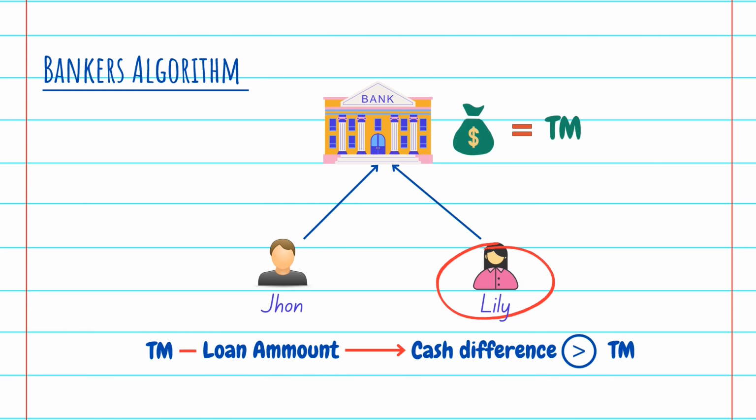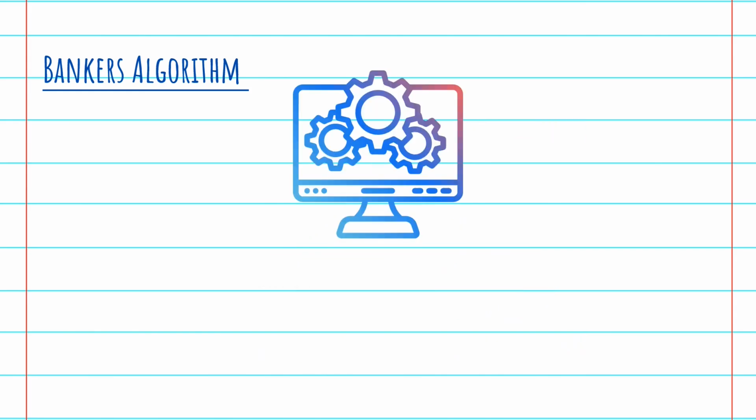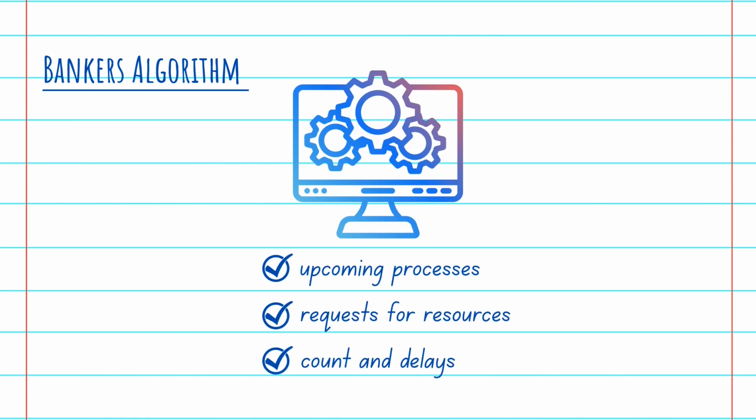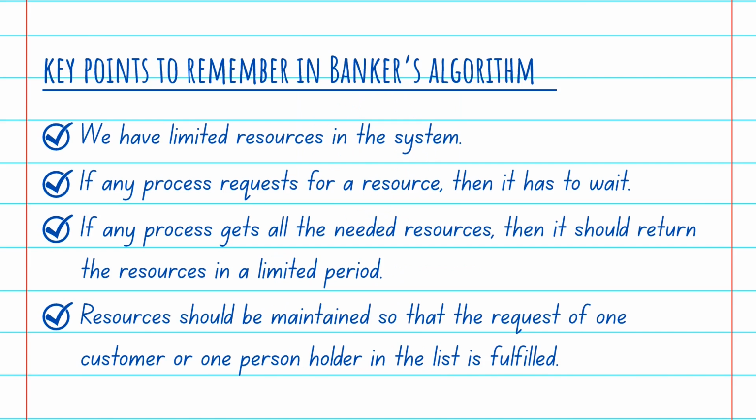Got it? The same fashion works in an operating system. When a new process is created in a computer system, the process must provide all types of information to the operating system, such as upcoming processes, requests for their resources, count and delays. So based on these criteria, the operating system decides which process sequence should be executed or waited, so that no deadlock occurs in the system.